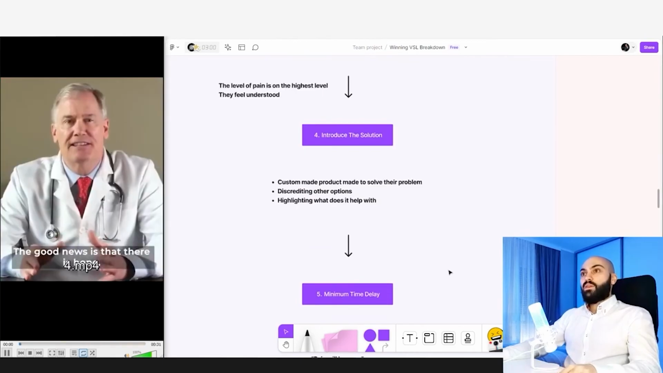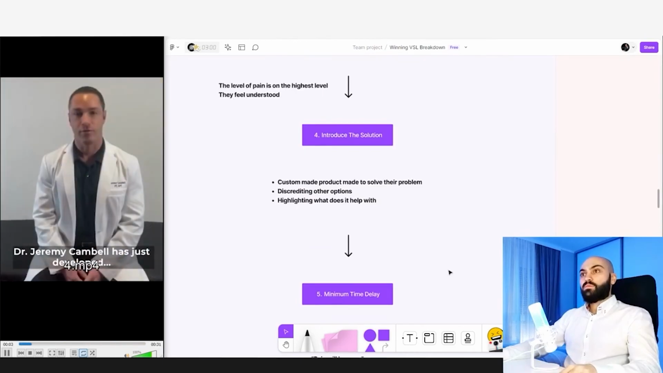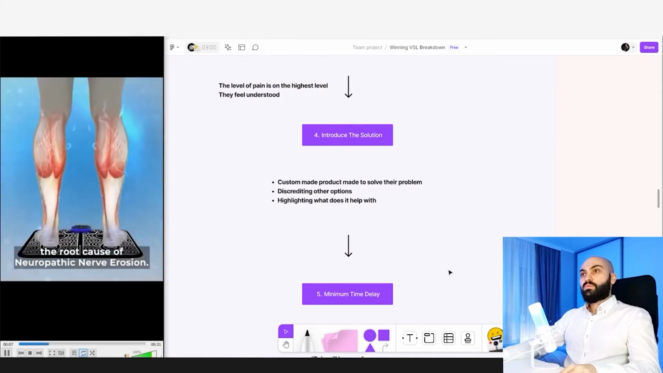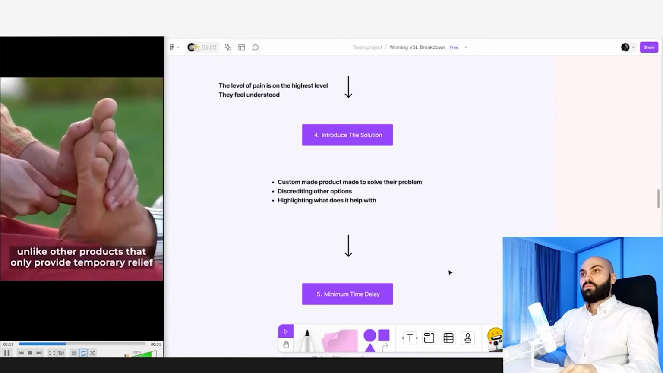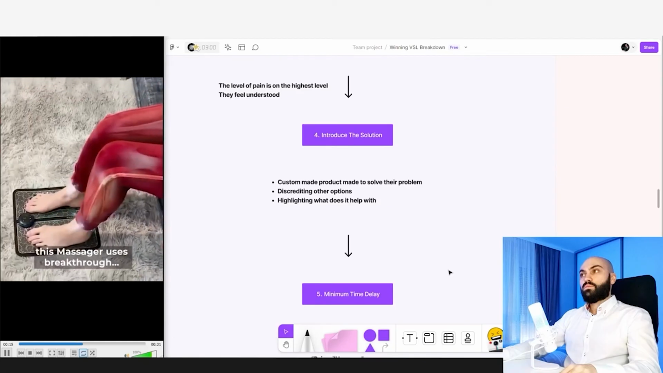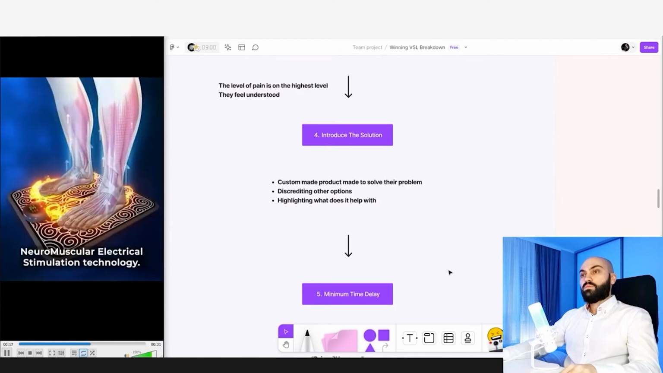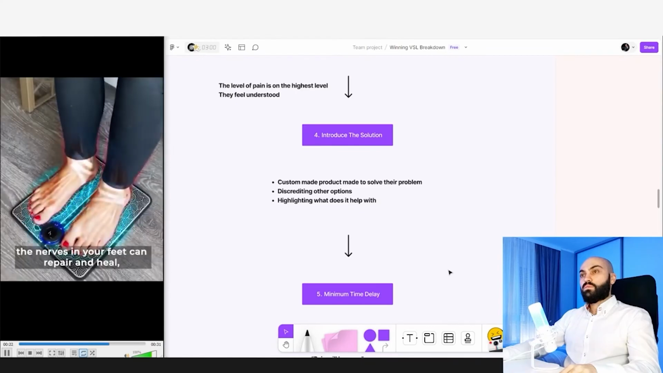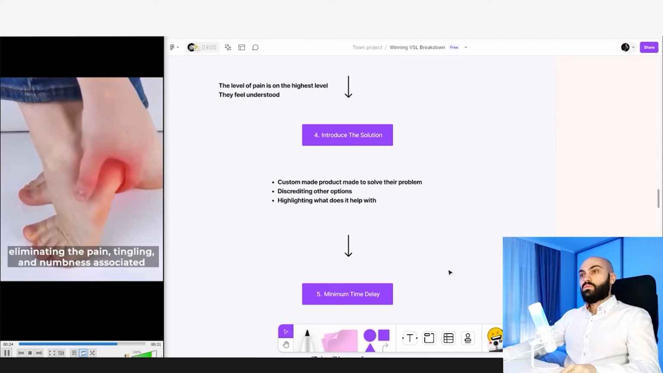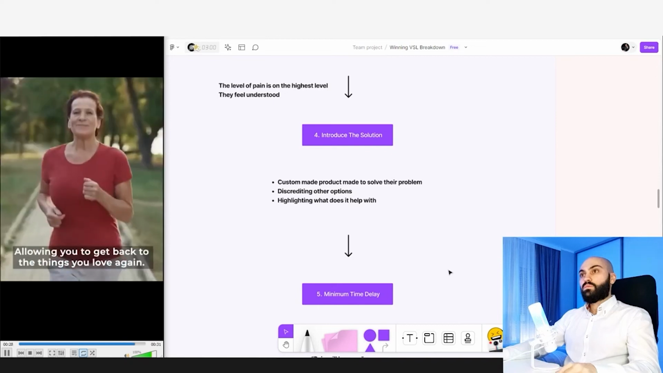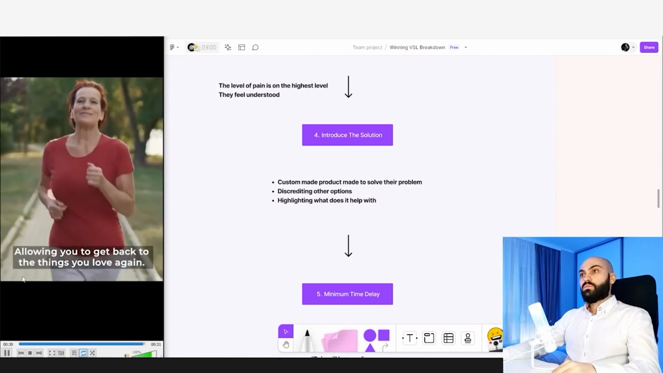"The good news is that there is hope. Dr. Jeremy Campbell has just developed the first and only massager that addresses the root cause of neuropathic nerve erosion. Unlike other products that only provide temporary relief for foot pain and neuropathy, this massager uses breakthrough neuromuscular electrical stimulation technology. The nerves in your feet can repair and heal, eliminating the pain, tingling, and numbness associated with neuropathy, allowing you to get back to the things you love again."